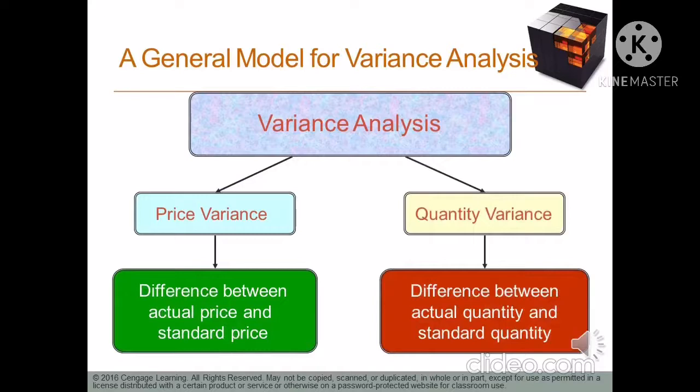Next, we look into a general model of variance analysis, where they have two types of variance, which is price variance and quantity variance. Price variance is the difference between actual price and standard price, while quantity variance is the difference between actual quantity and standard quantity.